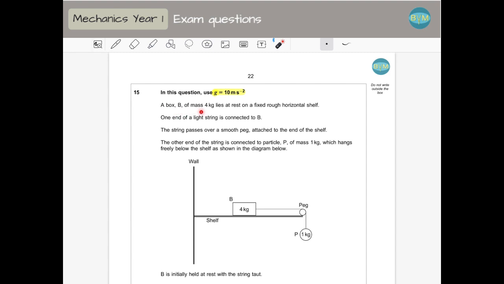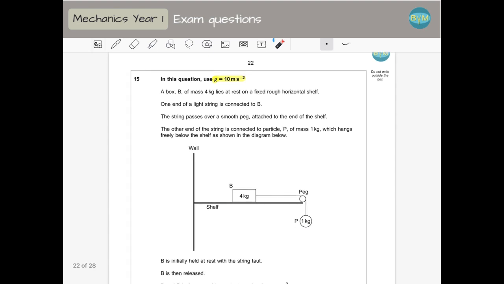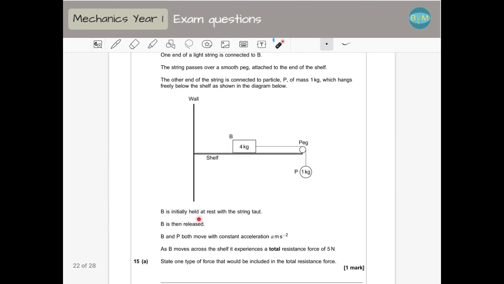A box B of mass 4 kilograms lies at rest on a fixed rough horizontal surface. So this one. One end of a light string is connected to B, so here, and the string passes over a smooth peg, here, attached to the end of the shelf. The other end of the string is connected to particle P, mass 1 kilogram, and is hanging freely below the shelf. Then B is initially held at rest with the string taut.